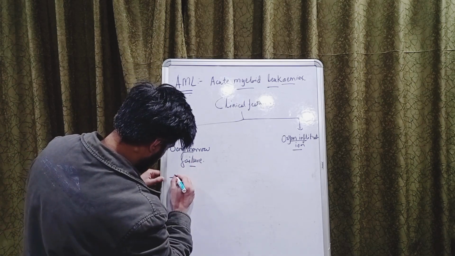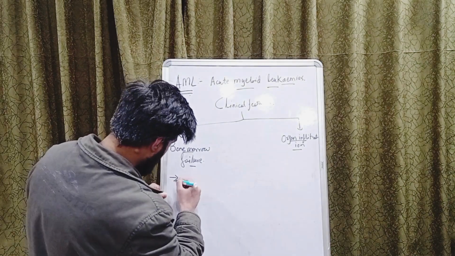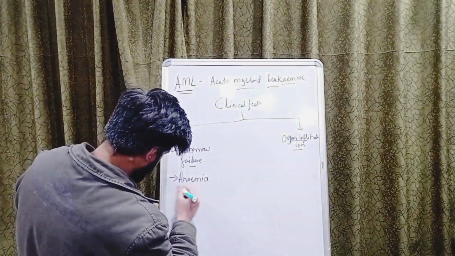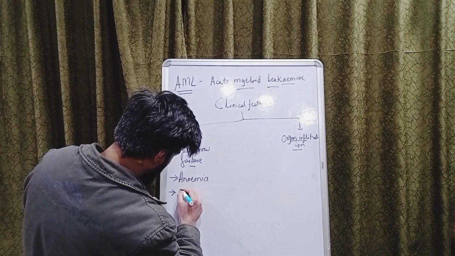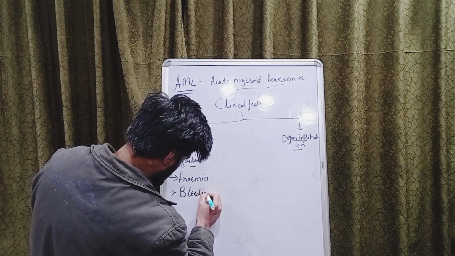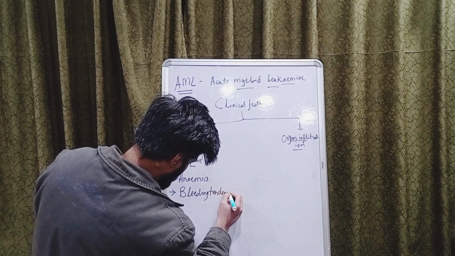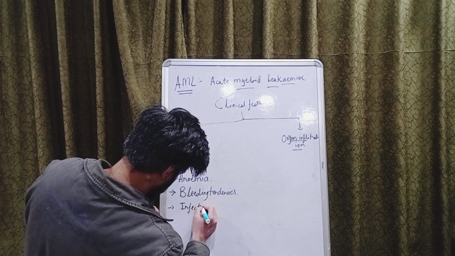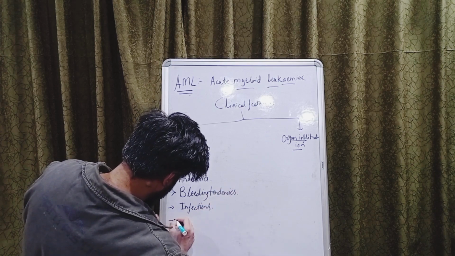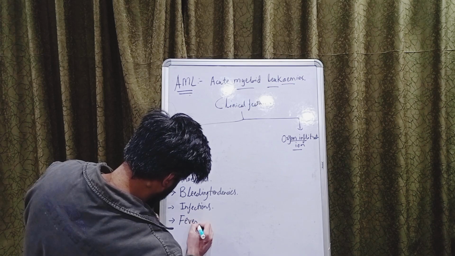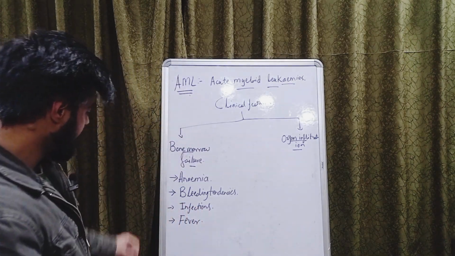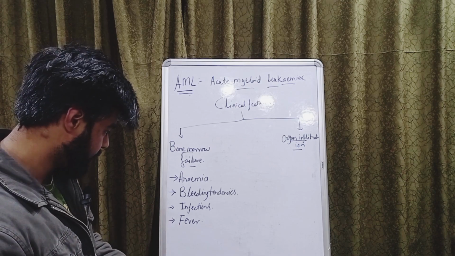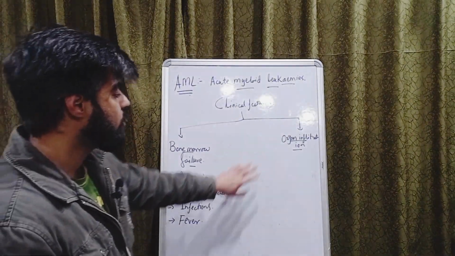Now, what happens once bone marrow failure occurs in AML? First thing that will occur is anemia. Second, bleeding tendencies. Third, infections. Fourth, fever. So, anemia will happen, bleeding tendencies will be there, infections will be there, and fever will be there. Alright, now let's come towards organ infiltration.